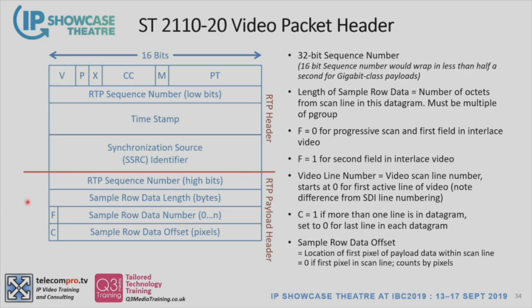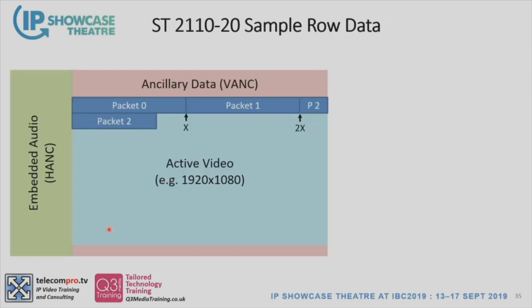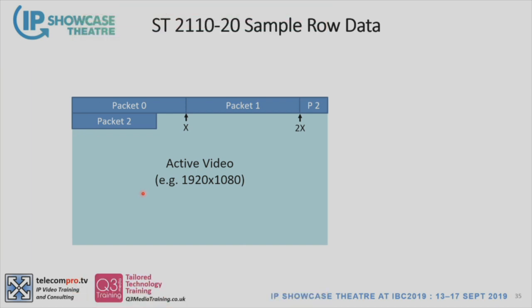We have a couple flags here. The F bit indicates interlaced video, as you can see over here in the legend, and the C bit tells us if we have data from more than one row in the packet. So maybe that's a little cryptic. Let's take a look at a picture. So here is my video image laid out. Normal vertical ancillary data, horizontal ancillary data, my active video, my actual pixels. The first rule in ST2110 is we're only going to send the active video. So we get rid of all the HANC and the VANC and everything like that.